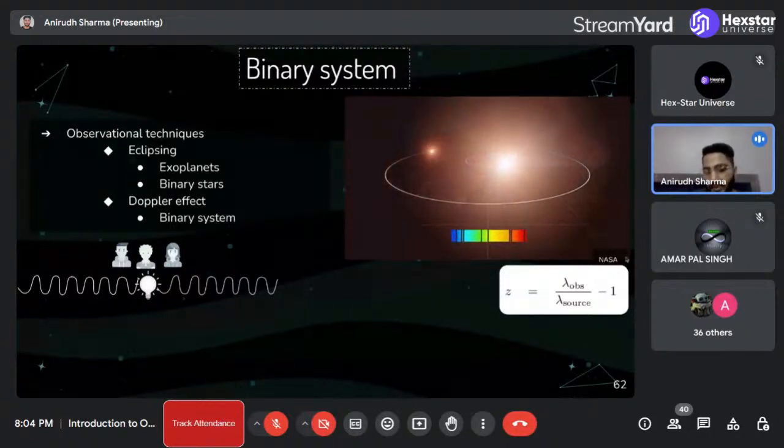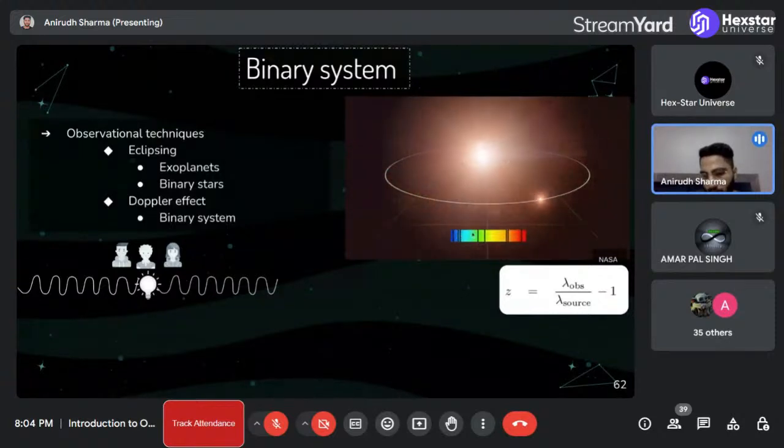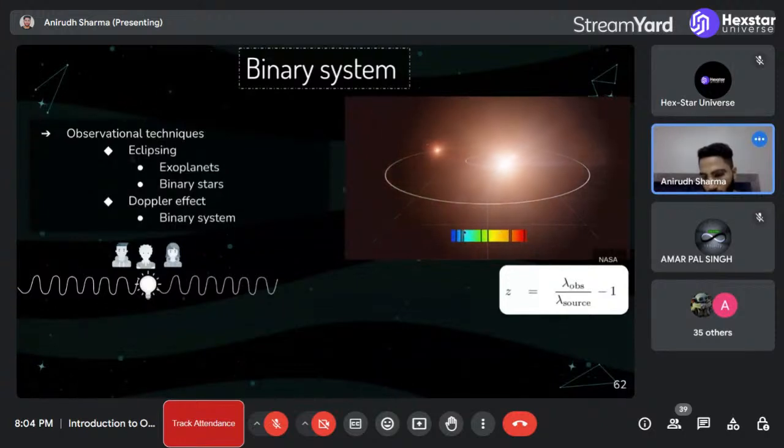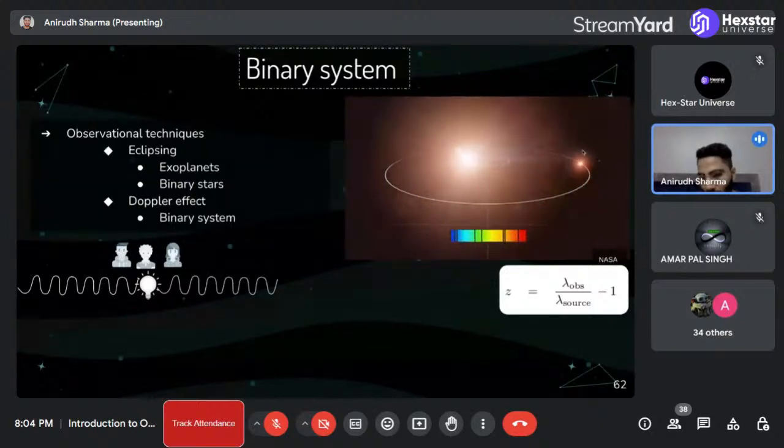You can see in this gif, as the star is moving, the area where the lines of emission of the star have been marked is shifting. When it's coming towards us, it's shifting towards the right, and when it's going away from us, it's shifting in the other direction.